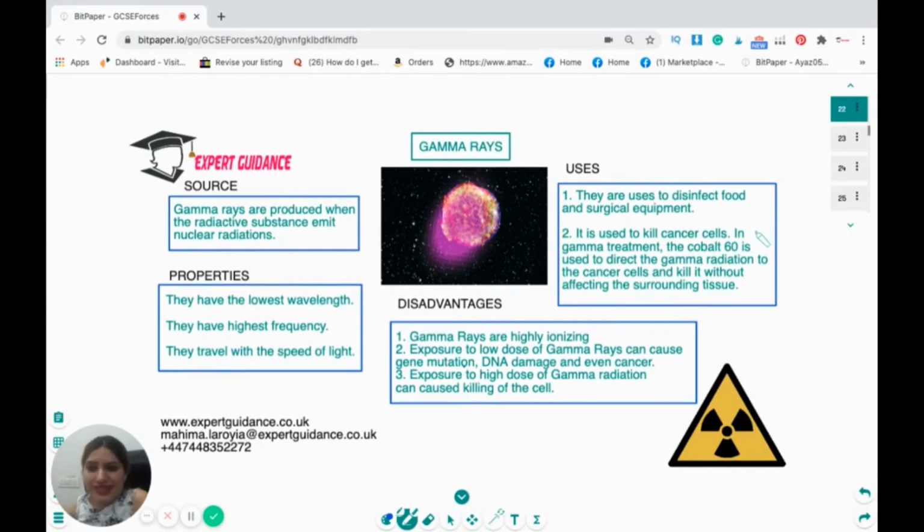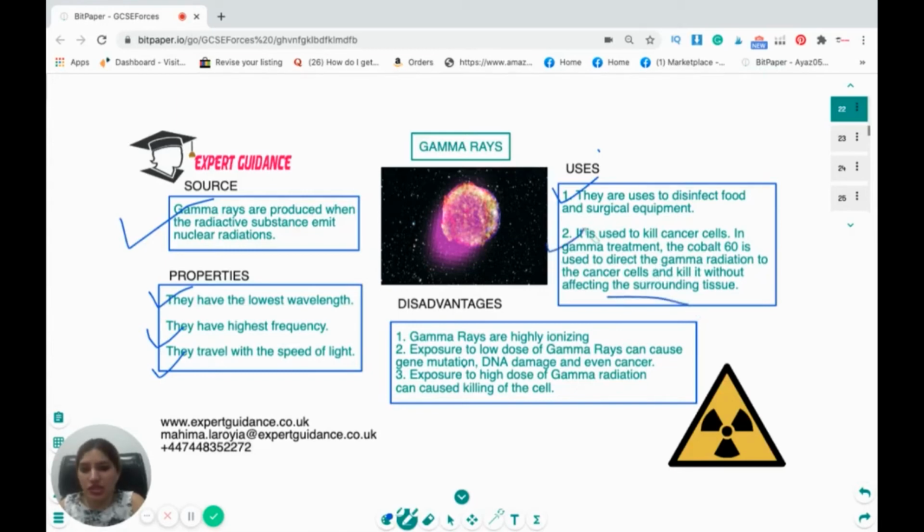So for gamma rays, they are produced when a radioactive substance emits nuclear radiation. They have the lowest wavelength, they have the highest frequency, and they travel with the speed of light. For their use, they are used to disinfect food and surgical equipment. They're used to kill cancer cells. In gamma treatment, cobalt-60 is used to direct the gamma radiation to the cancer cell and kill it without affecting the surrounding tissues.